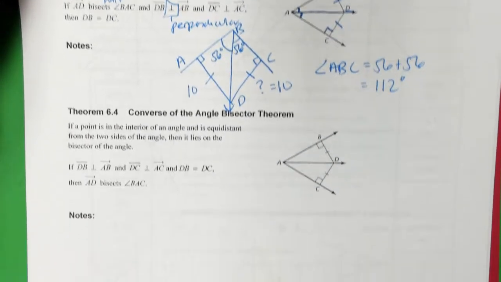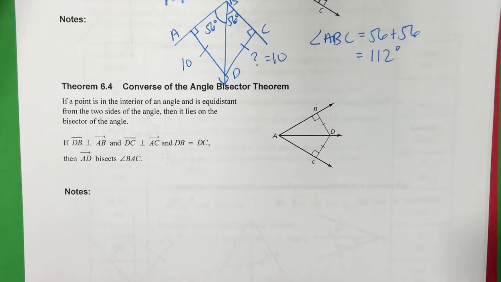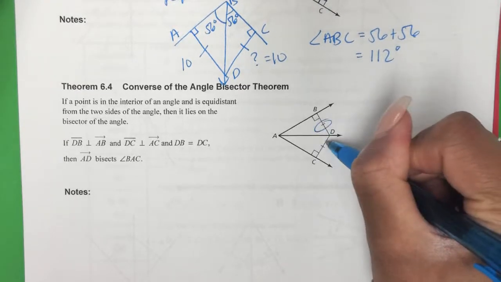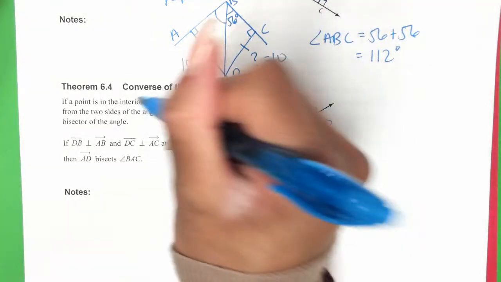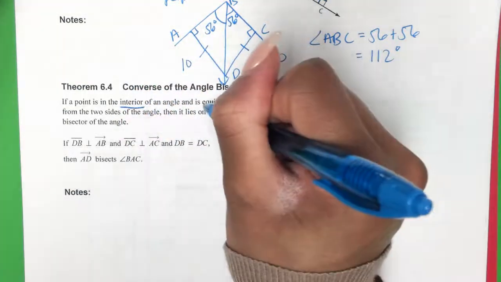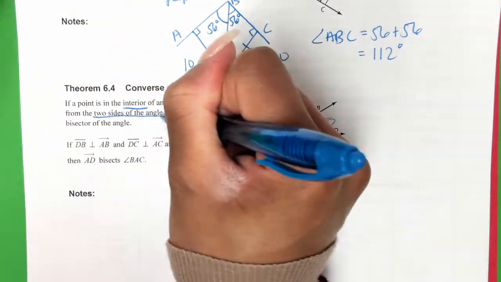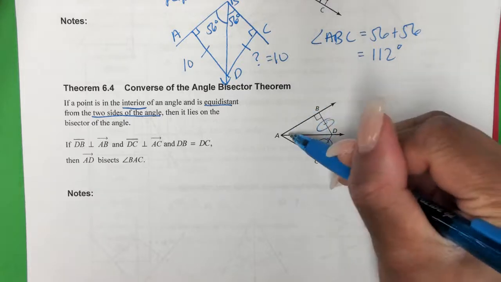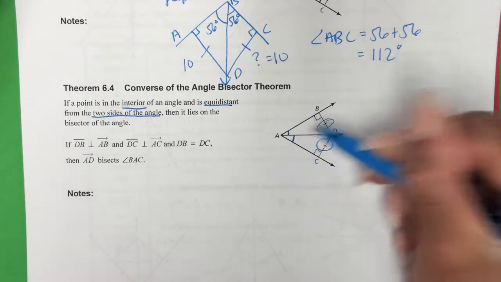Now remember, converse means to switch. So now I'm given the sides first. So that's the interior, and it's equidistant from the two sides of the angle. So that means that these angles are congruent.